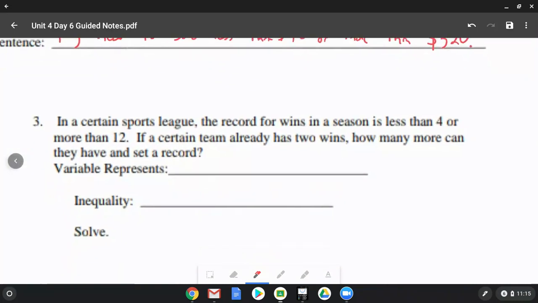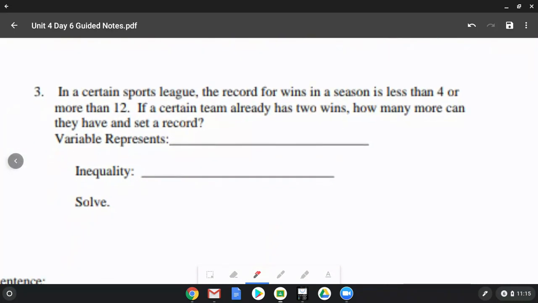So now in a sports league, the record for wins in a season is less than 4 or more than 12. If a certain team has 2 wins already, how many more can they have and set a record? So I think this is going to be W for number of wins, because that's what we're talking about. They're asking how many more wins can they have to set a record for being really bad or really good. So my inequality, it says less than 4 or more than 12.